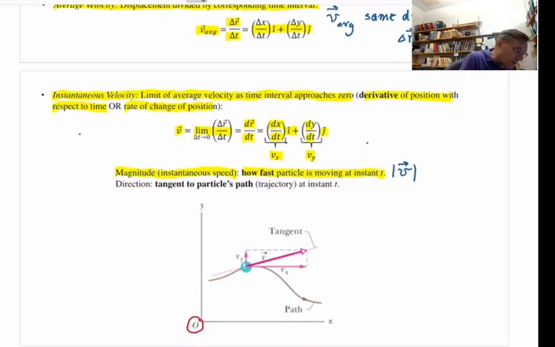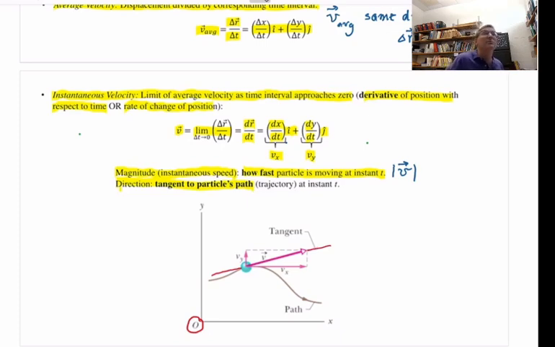And the direction of the instantaneous velocity is always going to be tangent to the particle's path or trajectory and in the direction the particle is moving. So they're trying to show you here in the drawing the tangent to the path at the moment in question, right here, and the velocity vector is along that tangent, because that's the direction the particle is moving at that instant. Okay, so same definition of instantaneous velocity as we had in Chapter 2. We just have two dimensions now.